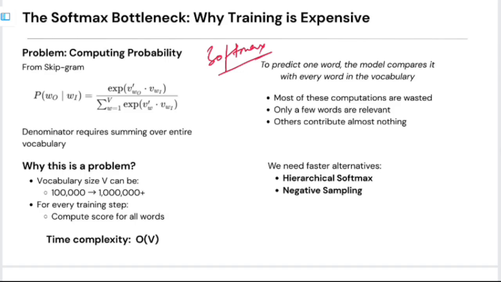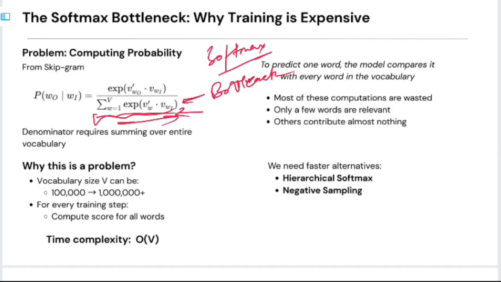So the issue is that the vocabulary size can be extremely large, anywhere from 1 lakh to over a million words. And for every training step, the model needs to compute a probability distribution over all these words. That means for every prediction, we compare the current word with every word in the vocabulary. So here you can see the summation. This summation is where we calculate the sum over every word in the vocabulary, and this is the main bottleneck as this is very large. So if the vocabulary size is V, the computation of this term alone becomes O of V, and this is extremely expensive.